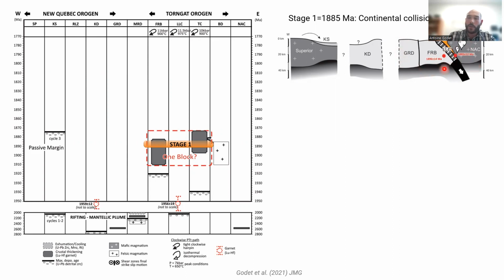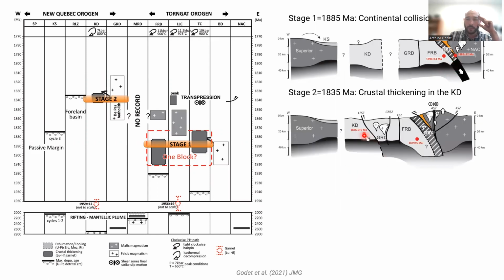After that, we interpret that they acted as a stiff block during the rest of the orogeny. The second record we have is the burial of the Kuujjuaq domain at 1835. It's also the timing of the end of the anatexis in the rest of the region. So all these blocks were in anatexis from the initial collision, 1885, to about 1840. We think that the Lac Tudor shear zone is a boundary.